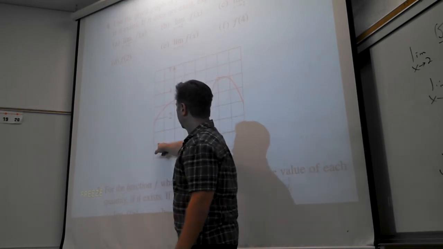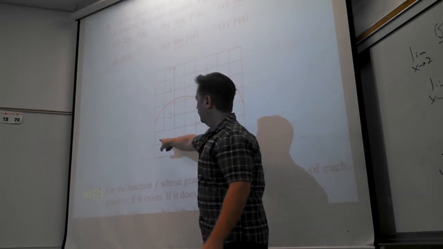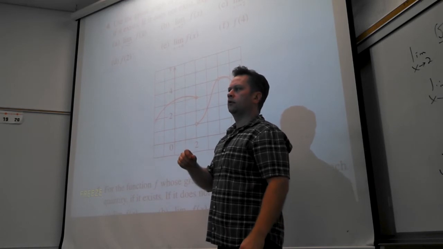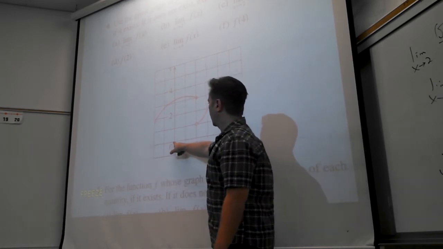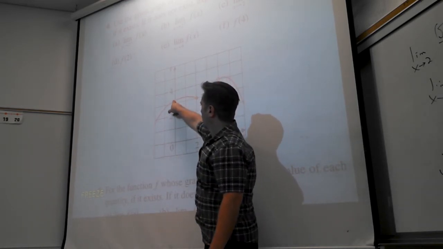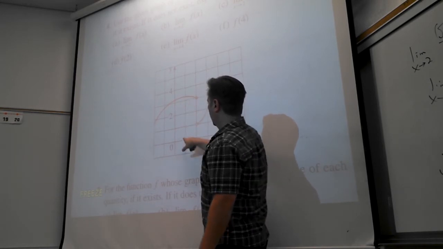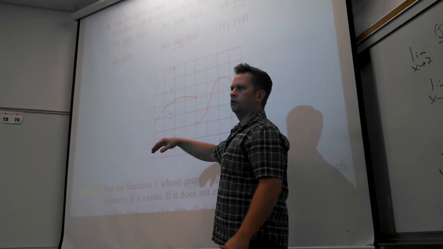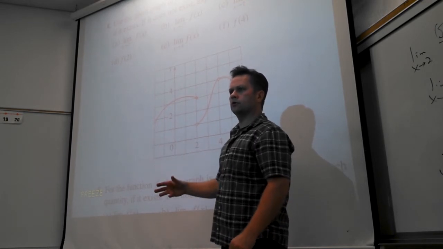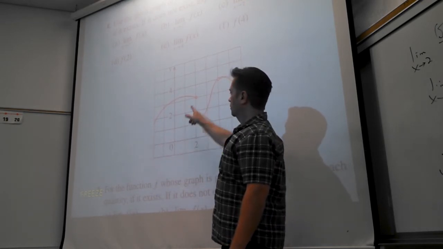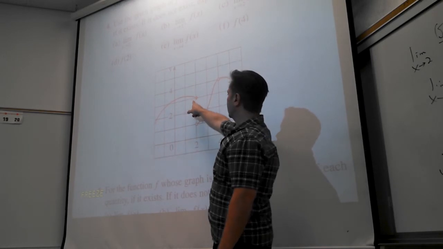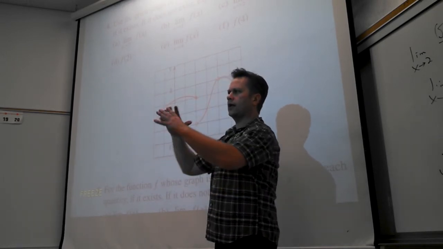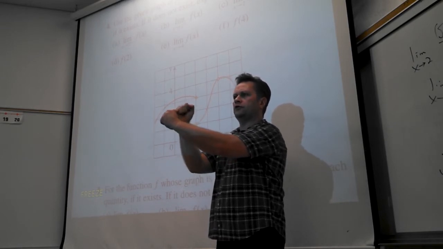So as x approaches 2 from below, what are the outputs doing? Where are they going? So here at 0, where's the output? There. At 1, where's the output? There. At 1.5, where's the output? There. So as I approach 2, what value do the outputs approach? 3. In fact, in this instance, what is f of 2? 3. So the limit actually equals the function value.